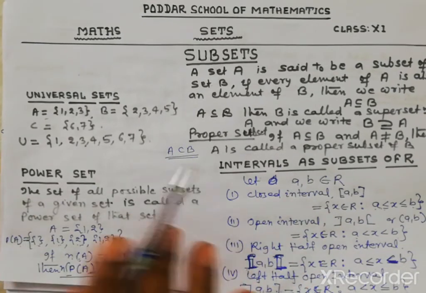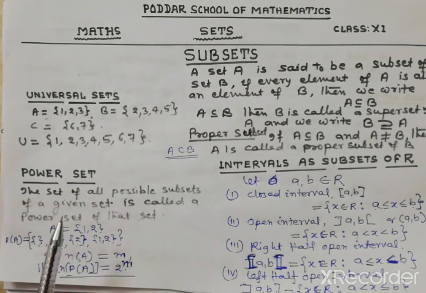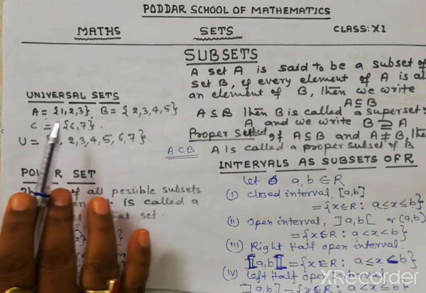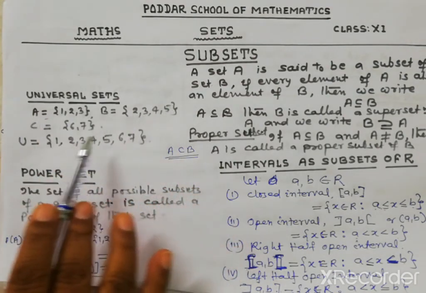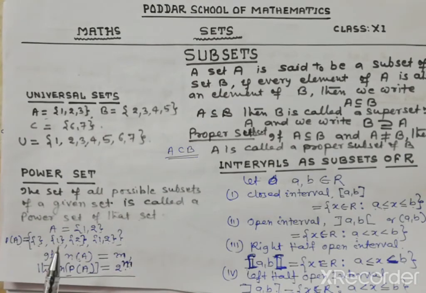So taking all these considerations, we have studied what are subsets, what do you mean by superset, what is a proper set, what are universal sets. Universal set is considered taking some given sets in context. What do you mean by power set? And intervals as subsets of R. Here there are 4 categories. First one is closed interval, second is open interval, third is right half open interval, and fourth is left half open interval. So in this way, we can understand the things properly.